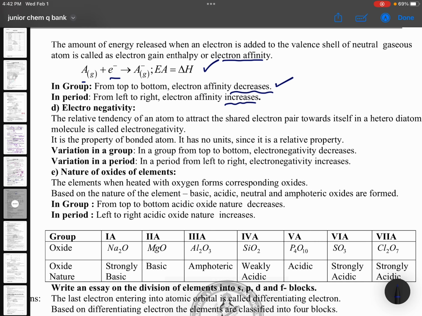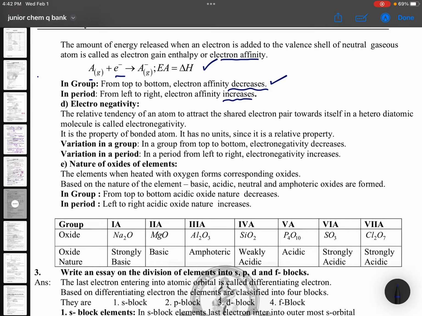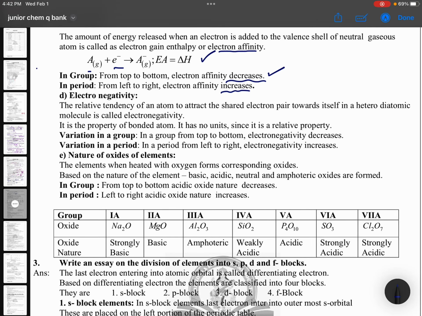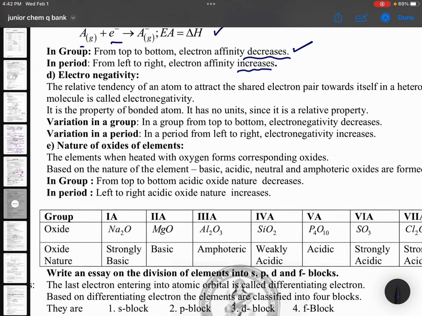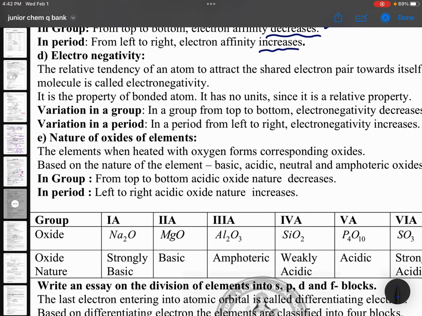Electronegativity. The relative tendency of an atom to attract the shared electron pair towards itself in a heterodiatomic molecule is called electronegativity. It is a property of a bonded atom. It has no units since it is a relative property. Variation in a group: from top to bottom, electronegativity decreases. In a period, from left to right, electronegativity increases.